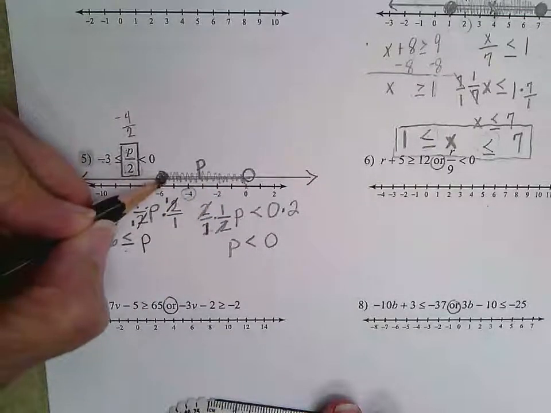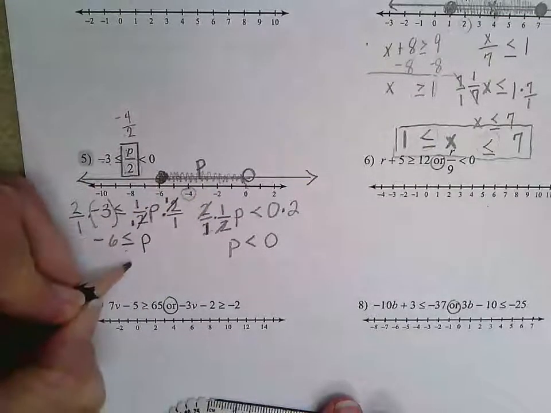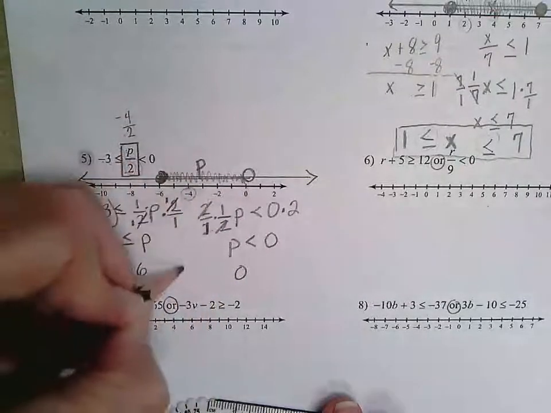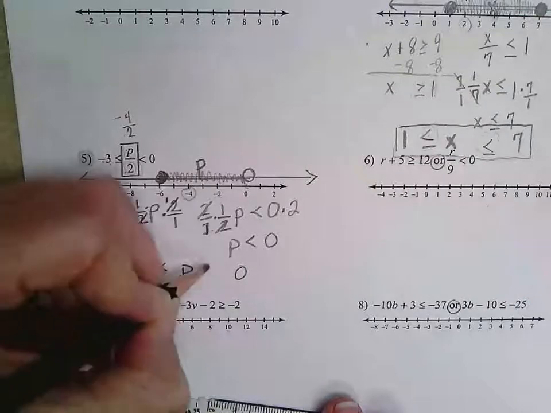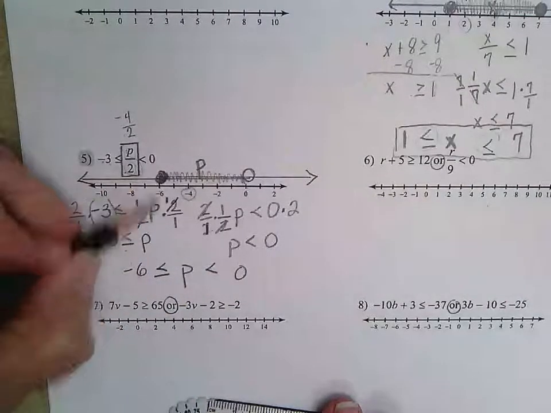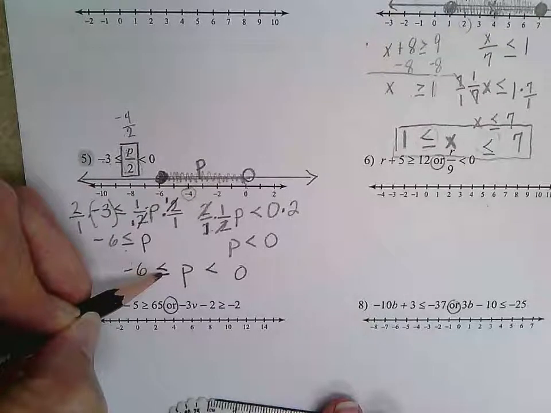So it looks like my values in here would work for this. So I'm going to bring down the numbers associated with the circles, -6, 0. I'm going to bring my p down, and I'm going to put my signs in. Make sure if you have a closed circle, you also bring the line down.